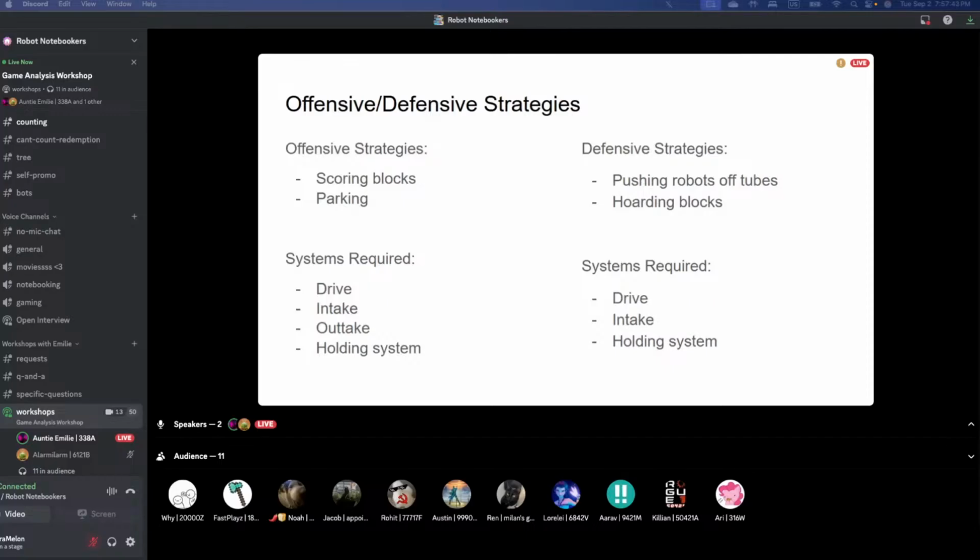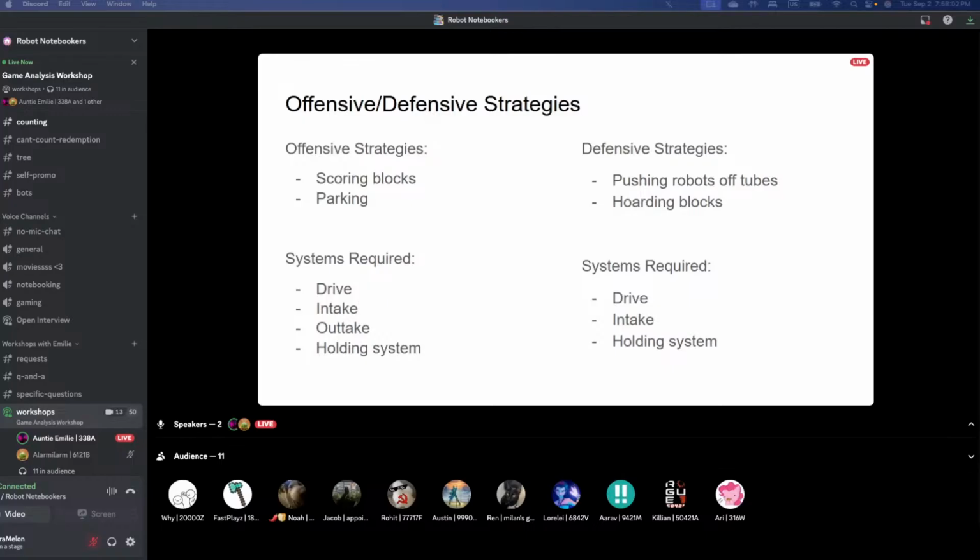For your defensive strategies, again, you're still going to have to move around, so you're still going to need a drive. If you're going with a hoarding blocks strategy, you're going to need an intake. If you're going with a descore strategy, you're going to need some kind of descore mechanism. And if you're going with the hoarding strategy, again, you're going to need some kind of holding system to actually be able to successfully hoard.